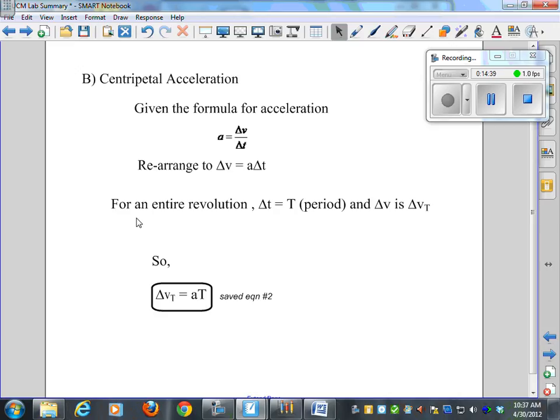And for an entire revolution, all the way around, my delta t is big T, which is the period. And I'm going to say my delta v is delta v sub T. I'm just going to put a capital T on delta v to signify that it's the change in velocity for one revolution. Now I'm going to save that one as equation number 2: delta vT is equal to aT.